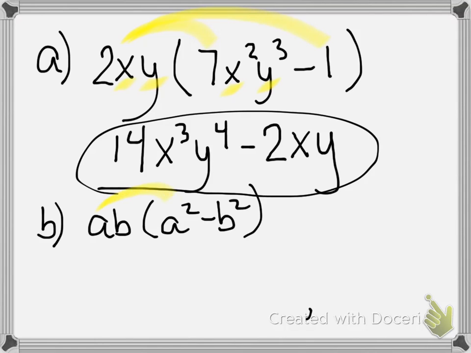So again, distributive property. AB times a squared makes a cubed b, because you've got the first a times the a squared. Then AB times the minus b squared makes negative a b cubed.